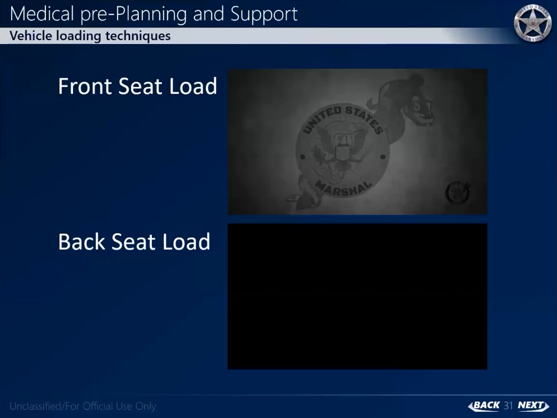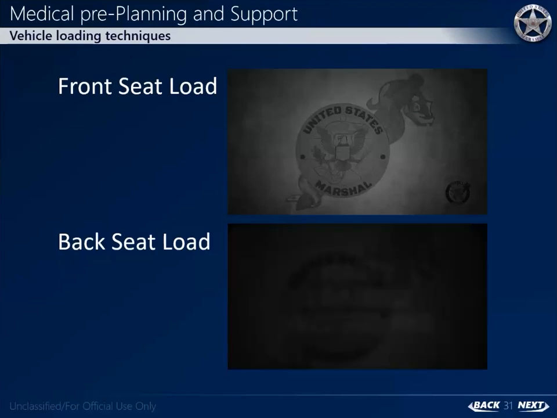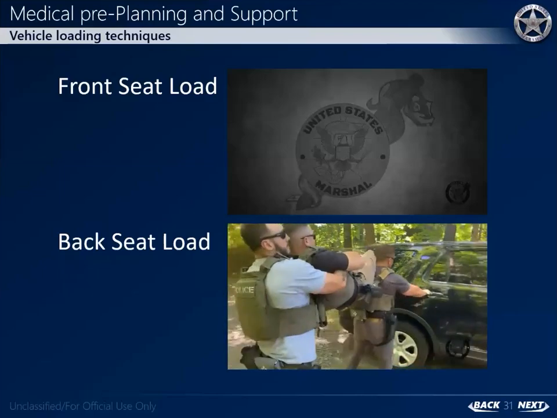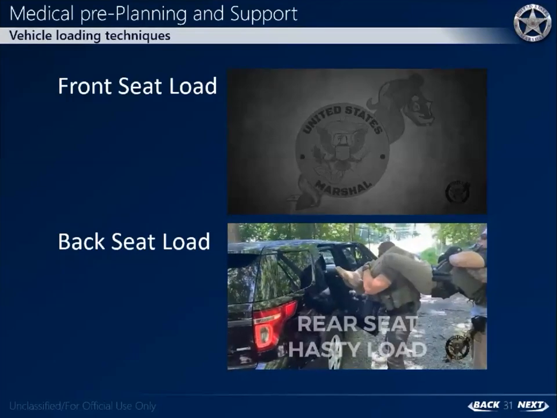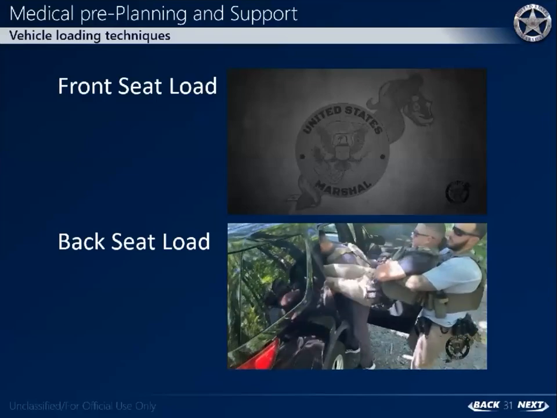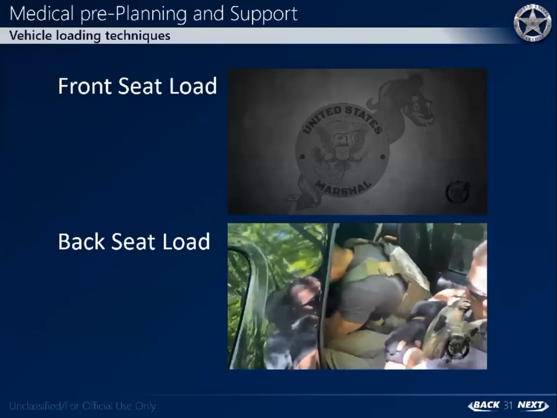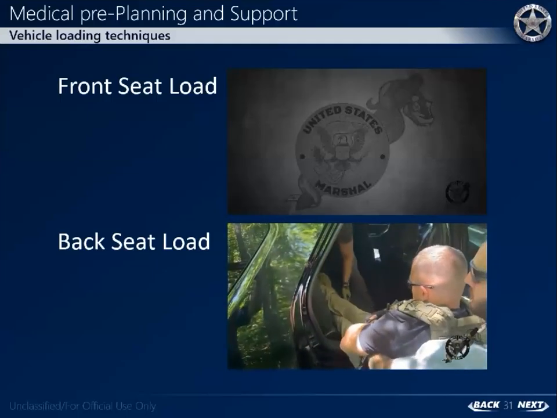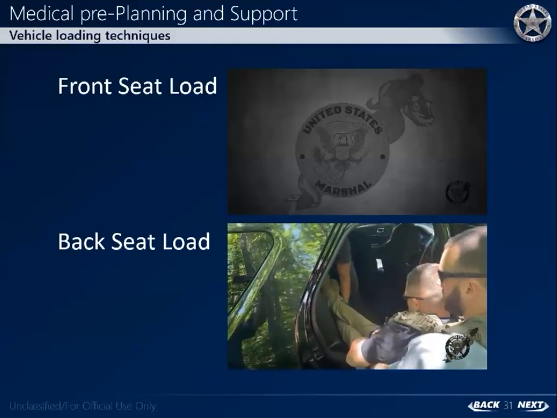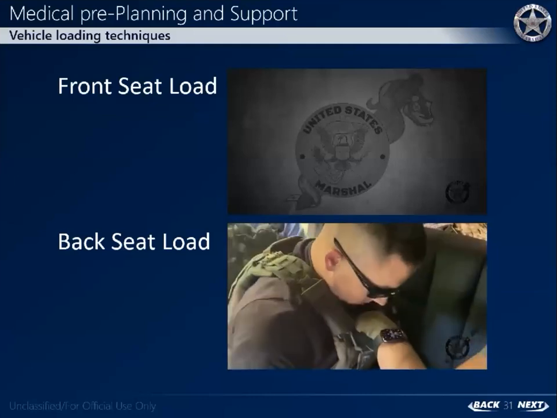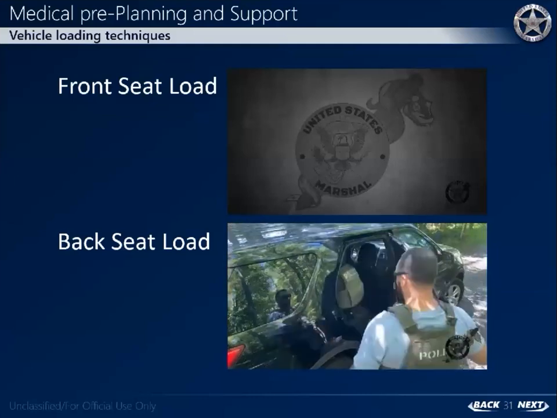The back seat is a good secondary location. The patient's feet should be loaded into the vehicle first. The rescuer should climb into the back seat and pull the rest of the patient's lower body into the vehicle. The patient's vest should then be held to keep the patient upright while the door is closed.